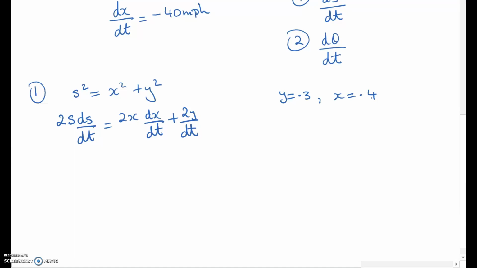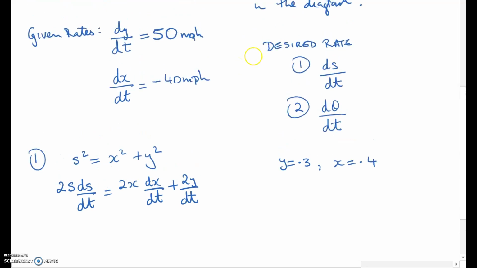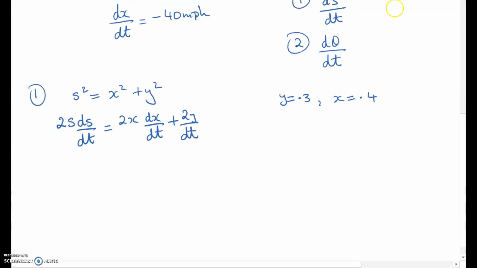But it still leaves us with a question. We know dx/dt and dy/dt. We can write those down as well. dy/dt is 50, you can see here at the top of the screen. dx/dt is negative 40. So we know those as well. We want ds/dt. The bit that we don't know is s.